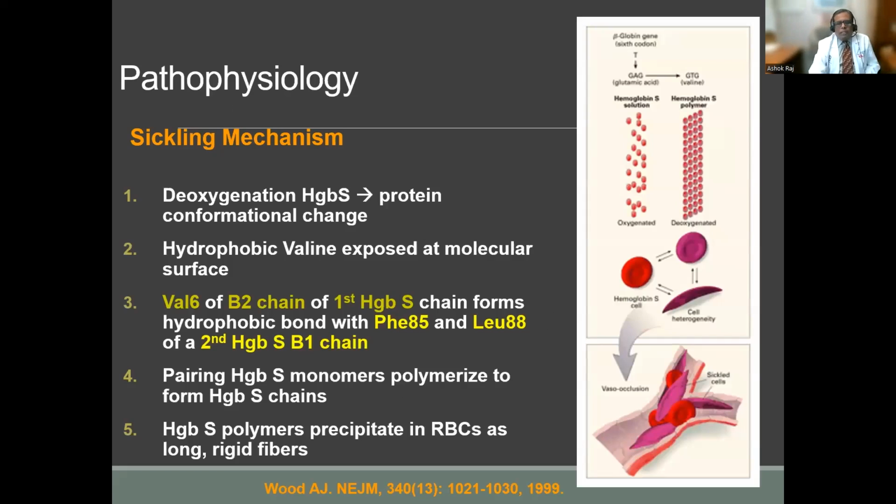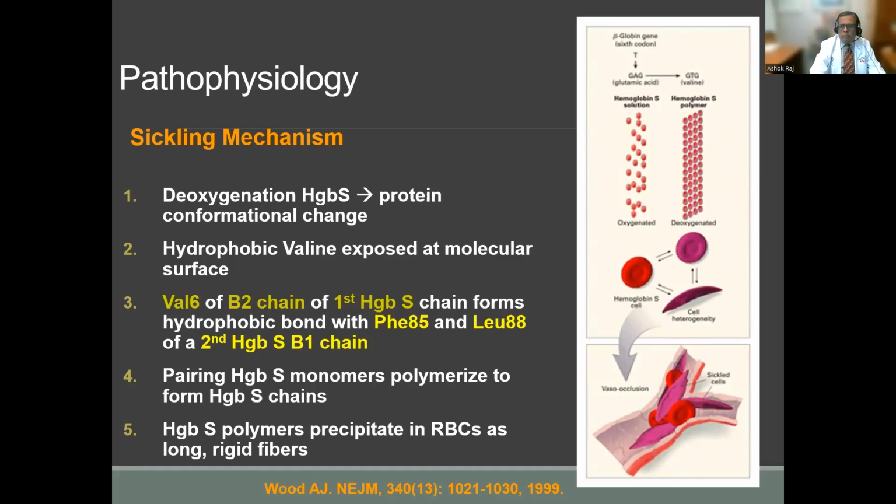Now, let us look at the actual pathophysiology that happens. The very first step in the sickling process is hemoglobin S polymerization. There is a point mutation in the beta globin gene at position 6, where glutamic acid is replaced by valine. In the deoxygenated state, the sickle hemoglobin polymers stack up against one another and form rod-like structures which alter the shape of the red cells and give them the characteristic sickle or banana-shaped appearance.